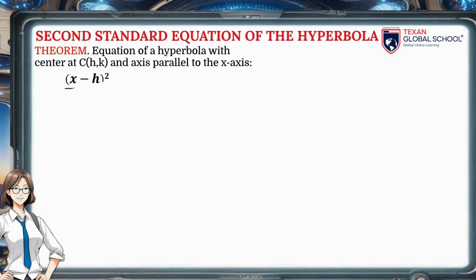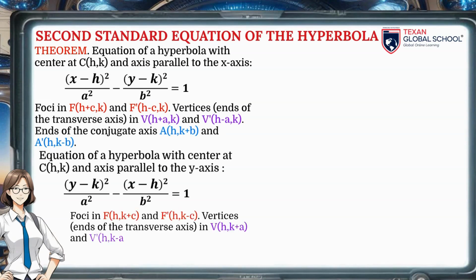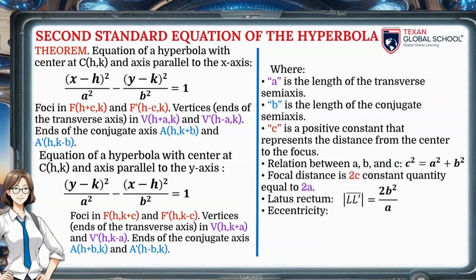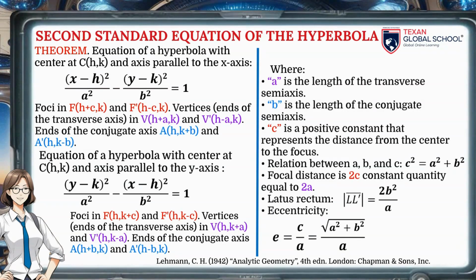We can see that the coordinates of the foci, vertices, and so on are specified according to the new origin h, k. The relationship between a, b, and c, the focal length and the constant quantity, the length of the latus rectum, and the eccentricity do not change. They are the same derived formulas.